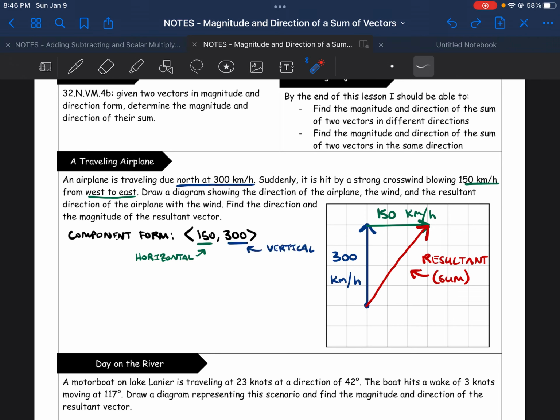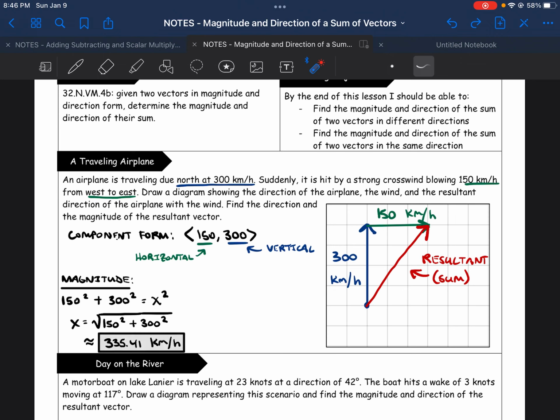Now that we have the component form of the vector, we want to find the direction and the magnitude of this resultant vector. Magnitude, well, we know magnitude. One way that we can look at this is simply the Pythagorean theorem. Notice that this is a right triangle, so we can find the magnitude by doing 150 squared plus 300 squared equals x squared. Take the square root. That's going to give us the magnitude of that vector: 335.41 kilometers per hour.